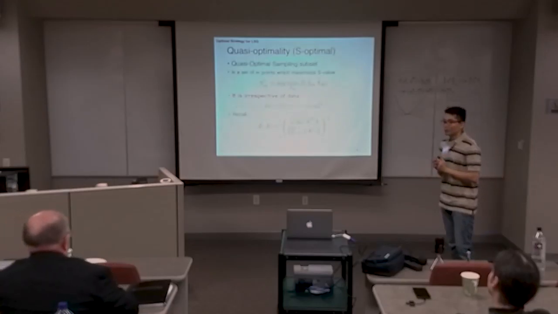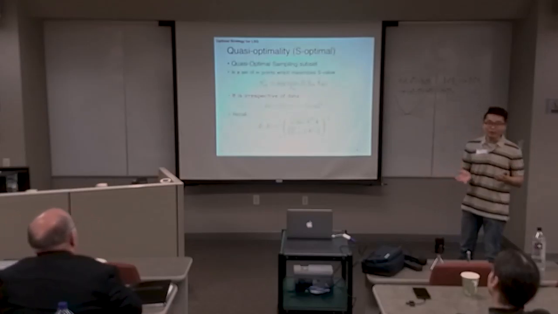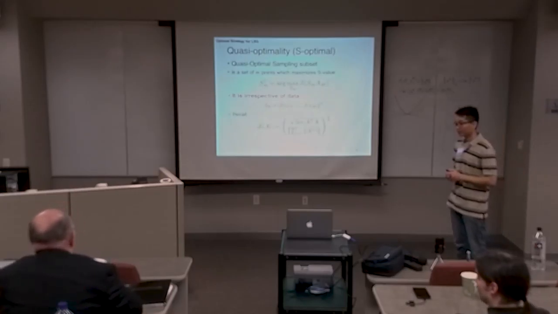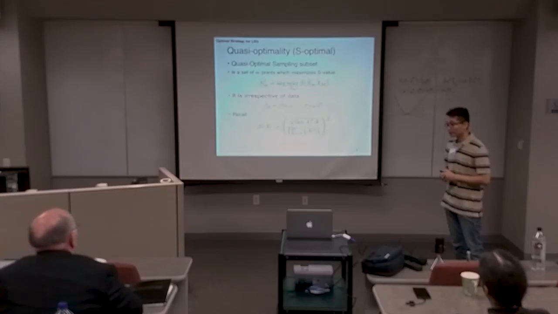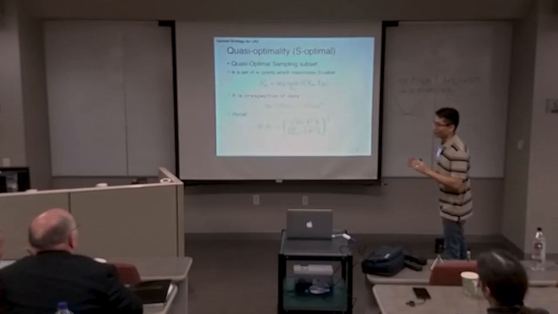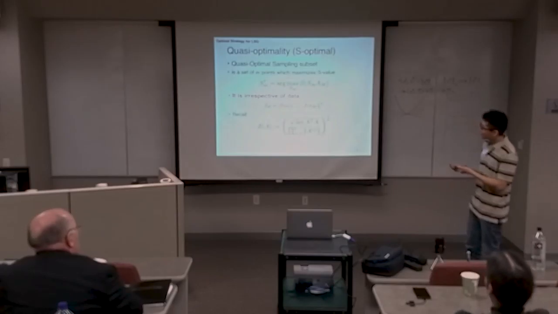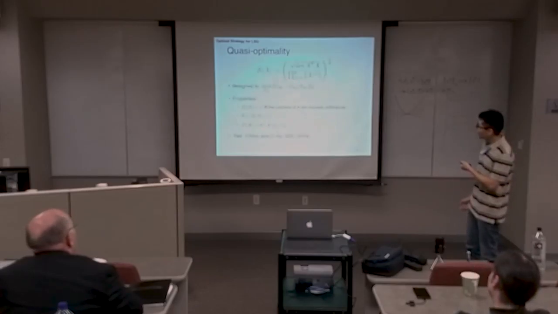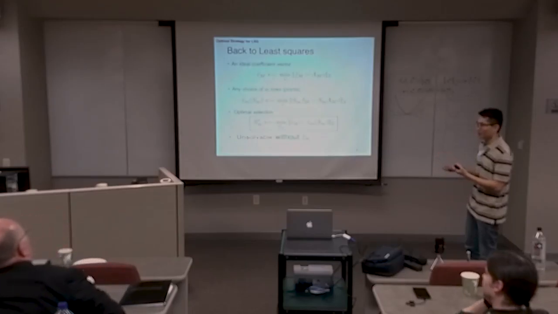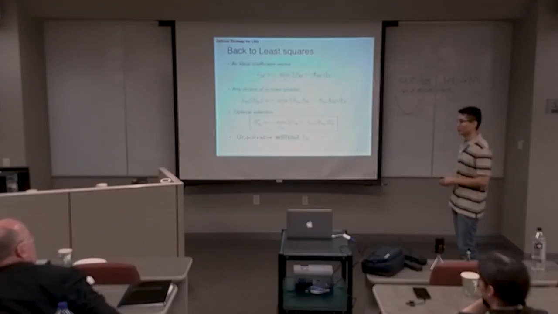So the quasi-optimal subset is a set of N points which maximize its S value. It's not a surrogate of your L, right? It's an indicator of your L. I'm sorry? There's no direct relation between that optimal error and this quantity. No. It's motivated by your deviation from. Exactly. Because the true optimality is unavailable because this involves the function information inside.